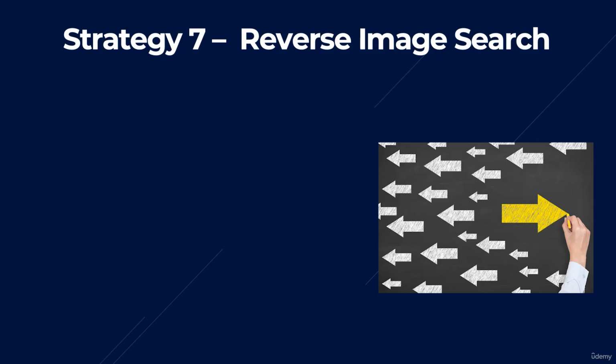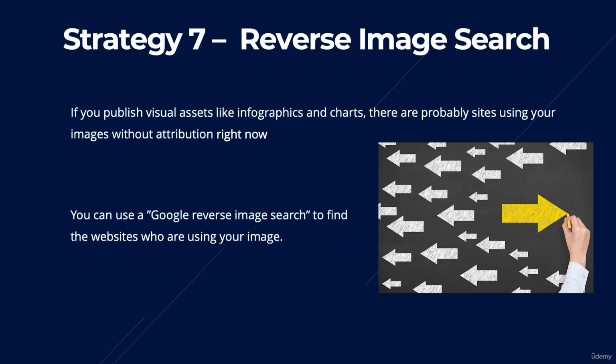Strategy number 7, reverse image search. If you publish visual assets such as infographics and charts, there are probably tons of websites out there using your images right now without giving you attribution. You can use a Google reverse image search to find all the websites who are using your images and then reach out to all of them and ask them to link back to your website as a source or a credit.